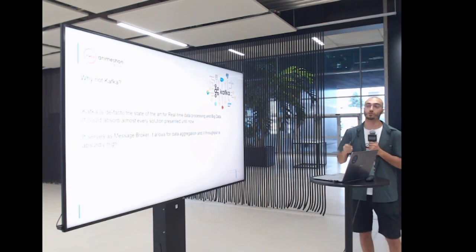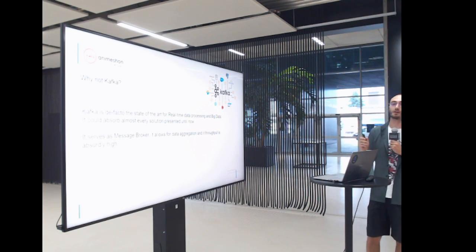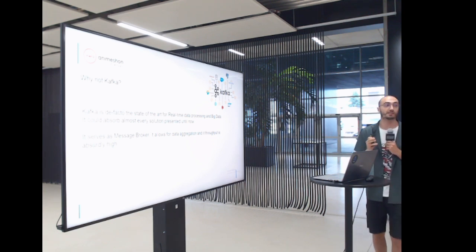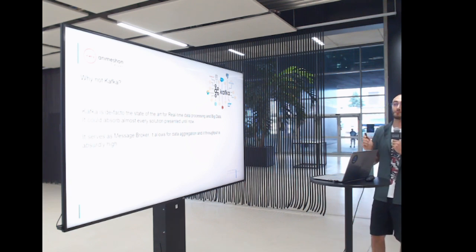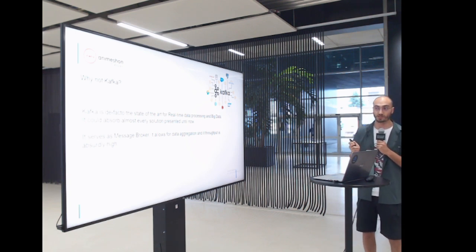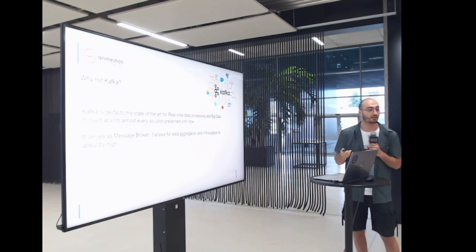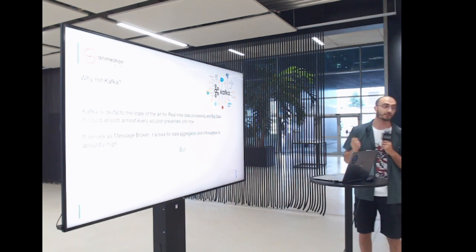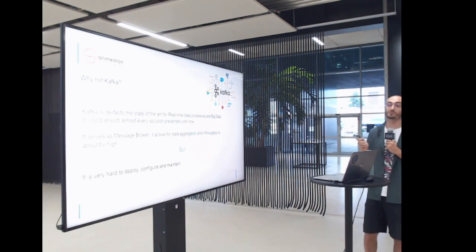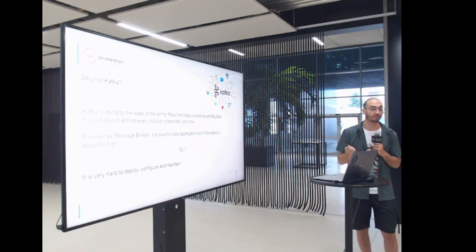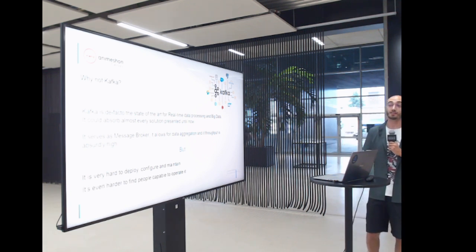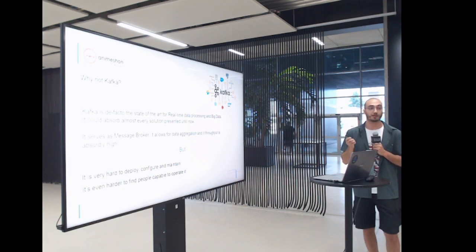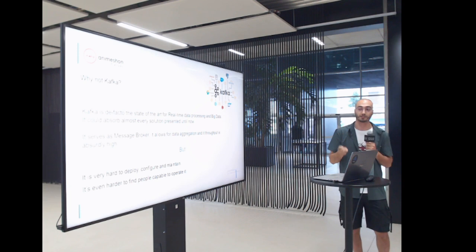And if we had to use Kafka, we could replace almost everything in the architecture with just one tool, because it's capable of message brokering, message routing, and whatsoever. It also has a lot of integrations, so it could replace RabbitMQ, and allows for message aggregation. But there are two problems. It's very hard to deploy, configure, and maintain, which, by the way, are already three problems. And it's even harder to find people capable of maintaining and operating it.